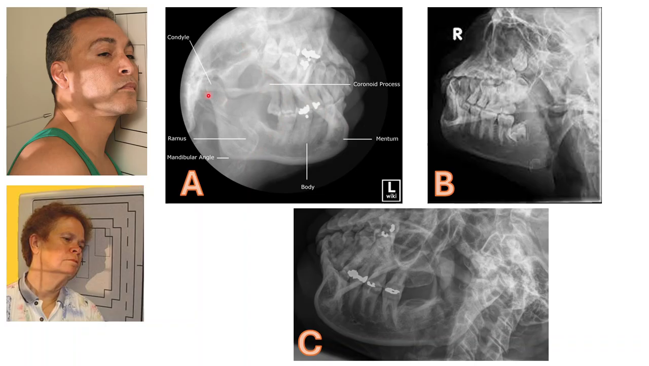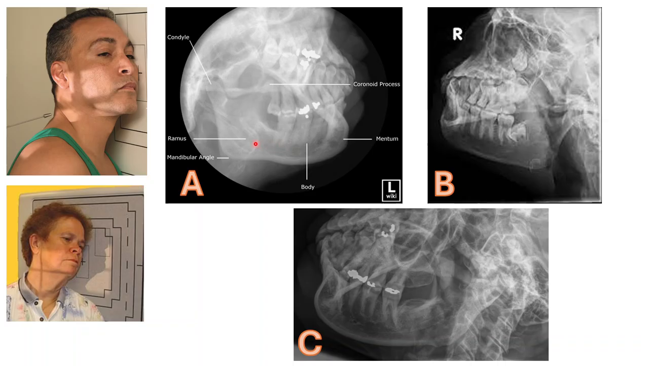Then I'll go over to the condyle and make sure that the ramus and the gonion are free of superimposition of the spine. That will tell me that they asked the patient to fully extend their chin and neck to clear the superimposition from the C-spine. Then we'll look at the body to make sure that it is not foreshortened. If there's foreshortening of the body, it could mean that they did not have the patient in a true lateral position.